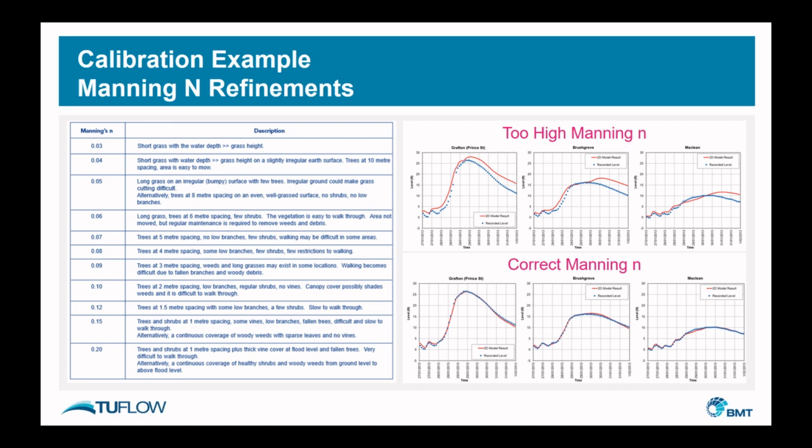And obviously what Manning's N you select does impact the results. If you use figures and numbers that are within industry value and all the other topography is correct, then you should get a model that calibrates well, as long as your hydrology inputs are correct as well.